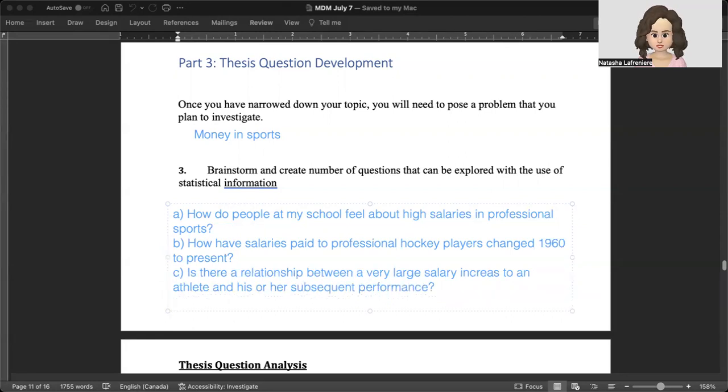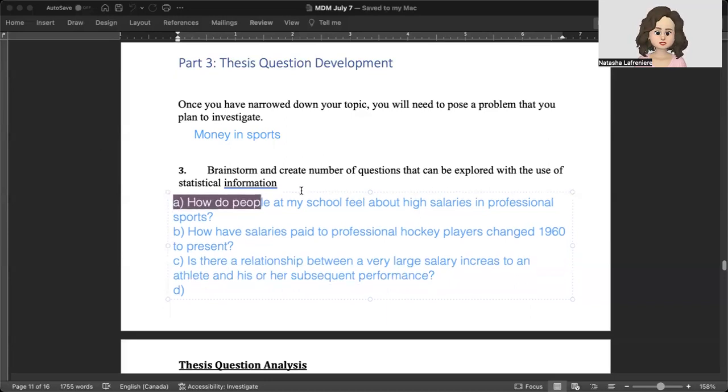So in other words, you would look at data of like their salary versus their performance. So, you know, if they have higher salaries, are they more likely to do better, to get more goals, to get more scores, and whatnot?